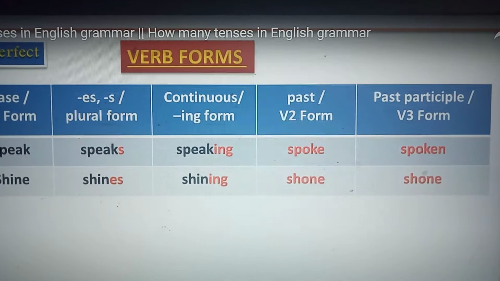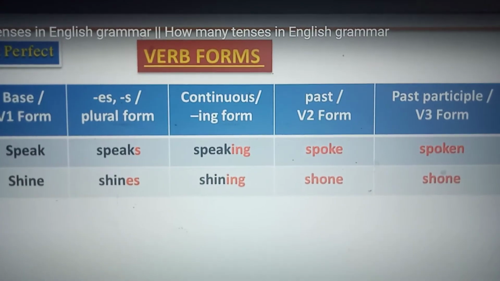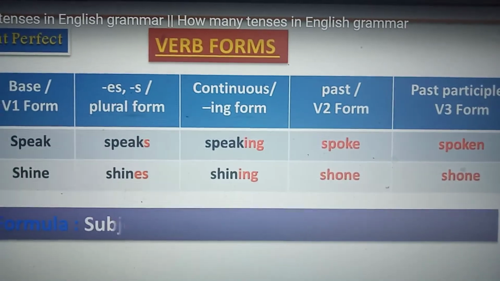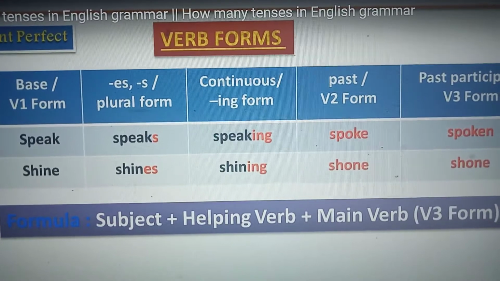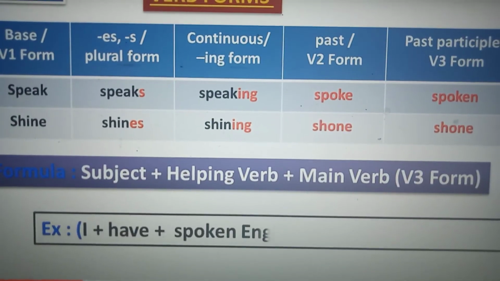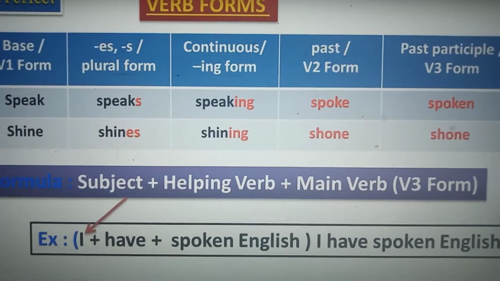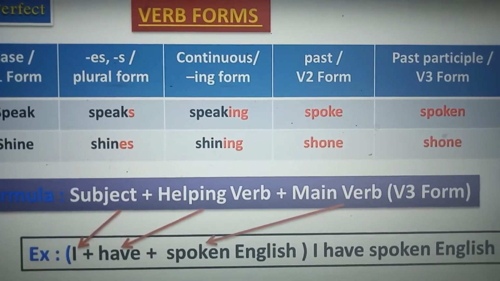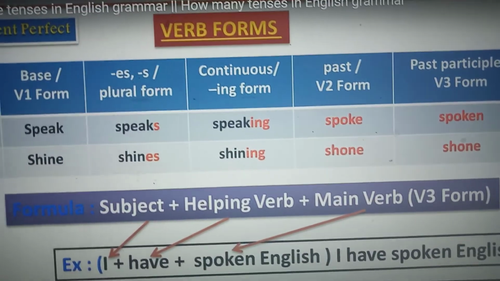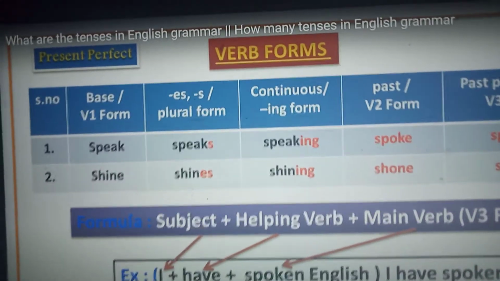What is the form of the past participle? Speak becomes spoken. I have spoken. She has spoken. They have spoken. So spoken is it. Perfect: subject plus helping verb plus main verb. I have spoken. Have, has, had with the main verb is the perfect tense. So we are learning present perfect here. In present perfect only two words come: has, have.